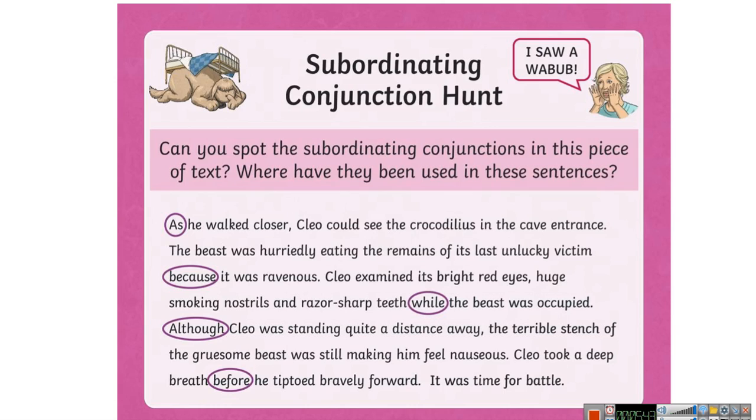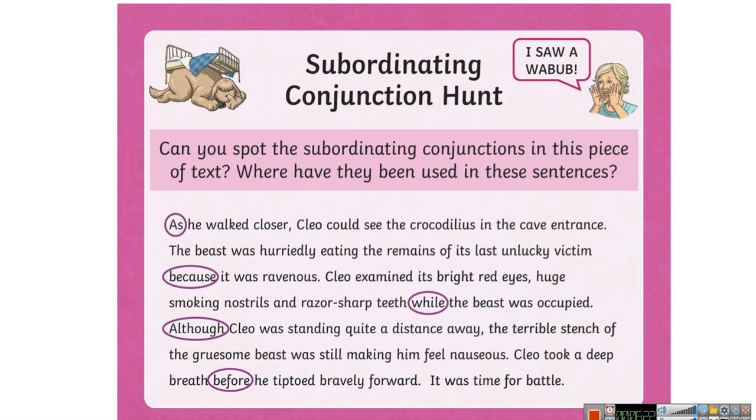And right here I have a drill where we can recognize some of the subordinating conjunctions we have in English. It says, can you spot the subordinating conjunctions in this piece of text? Where have they been used in this sentence? And we have, as he walked closer, Cleo could see the crocodiles in the cave entrance. The beast was hurriedly eating the remains of its last unlucky victim, because it was ravenous. Let's stop there.